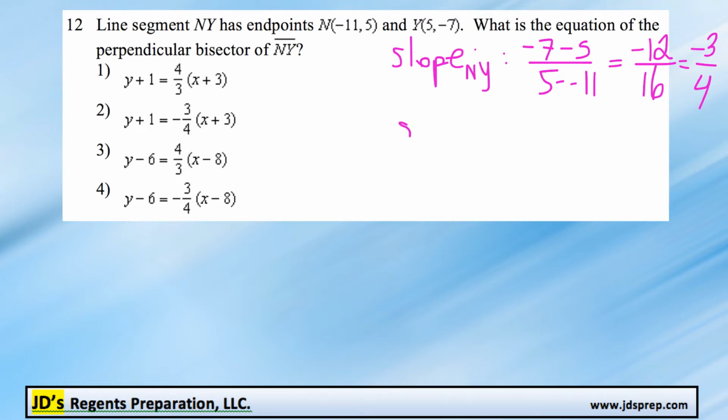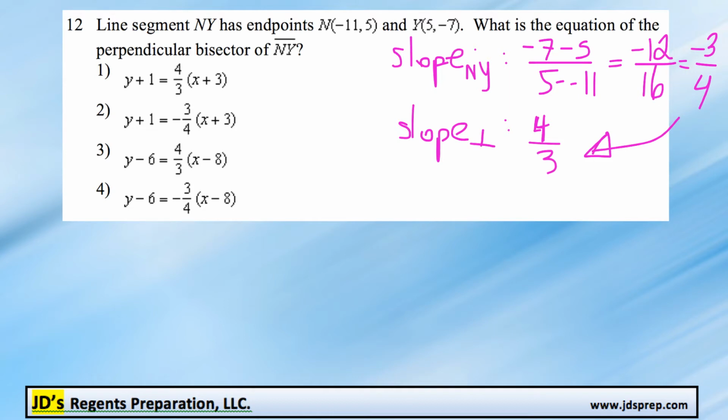Now, that means the slope of the line we're looking for, the perpendicular to it, is going to be 4/3. And that's because 4/3 is the negative reciprocal of negative 3/4.